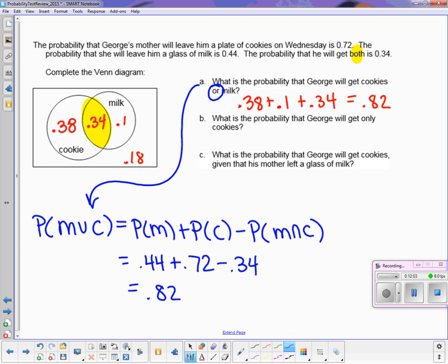Either way works. The reason I can add everything in the side of the Venn diagram is that I've already done my subtraction in there, right? I've already taken care of the subtraction inside the Venn diagram. So that's why I have to subtract in my formula. Okay? Same thing. It's just different strategies.